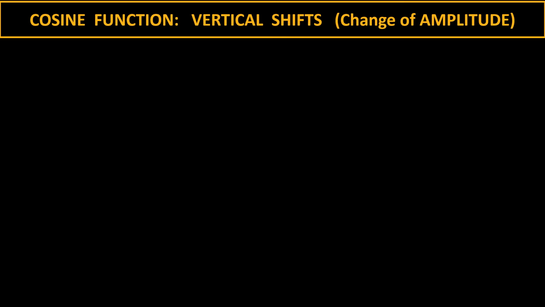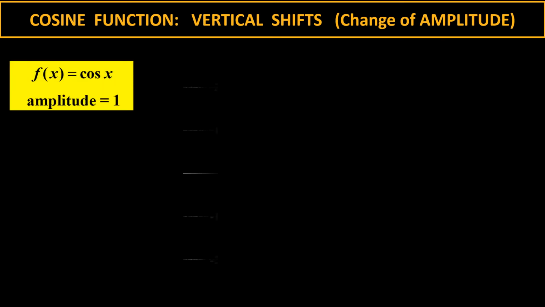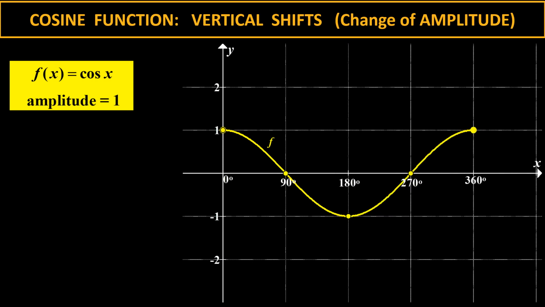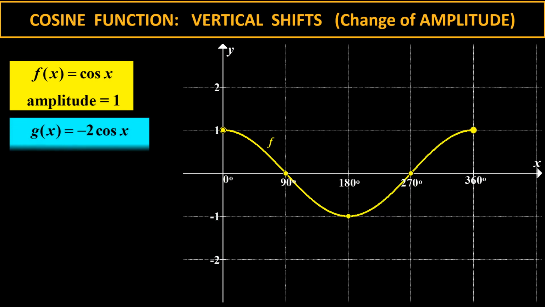Next, let us look at the cosine function. Let's start off with the cosine function there. Okay, that's the cosine function for one period. And if I now have negative 2 cosine x, you see negative 2, that means it's a reflection in the x-axis, and there's also a change in the amplitude.